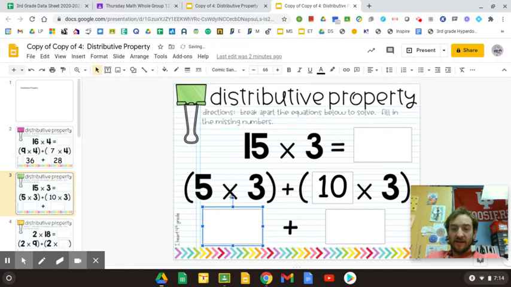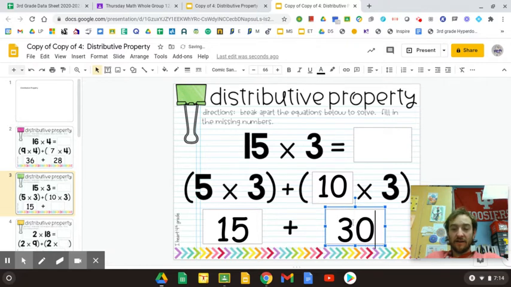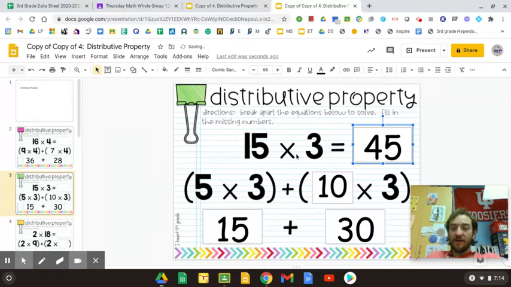Now we multiply. 5 times 3 is 15. 10 times 3 is 30. 30 plus 15 is 45. So I know that 3 times 15 equals 45. This is just supposed to be a simpler way for us to break this apart and solve this. So we don't know 15 times 3 off the top of our head, but we can split it into 5 times 3 and 10 times 3, which are two problems that we do know.